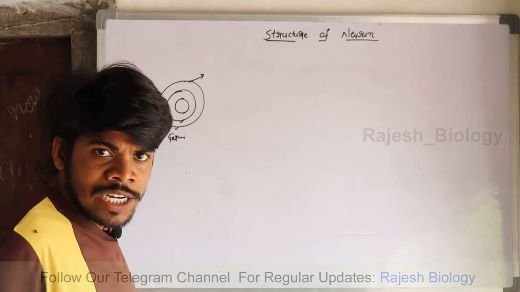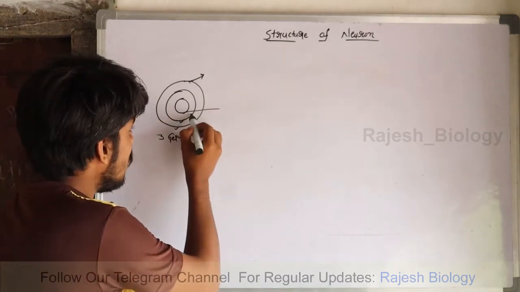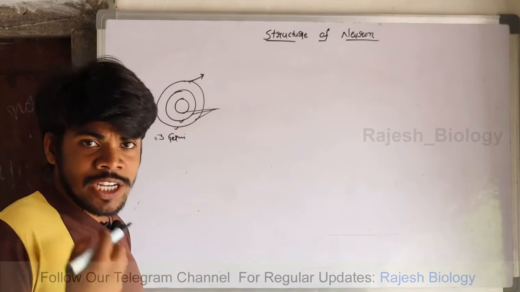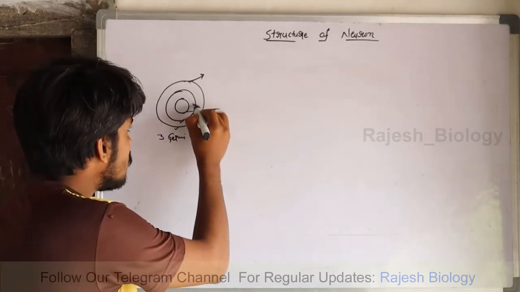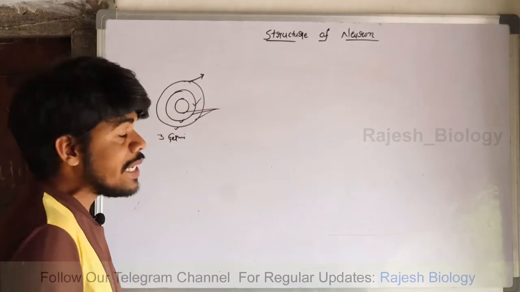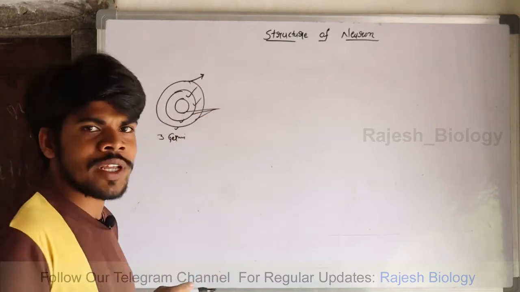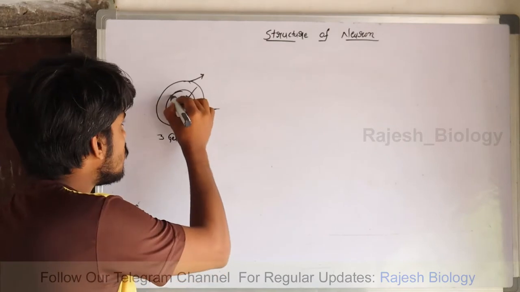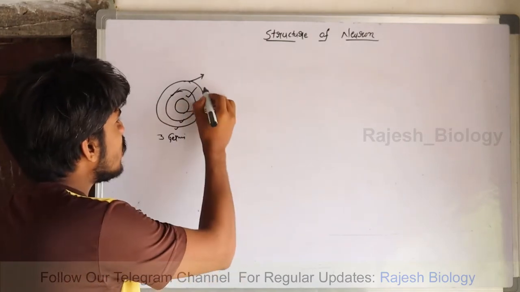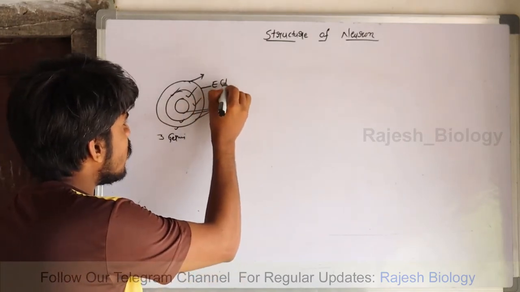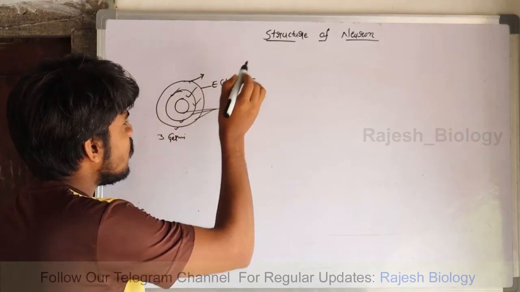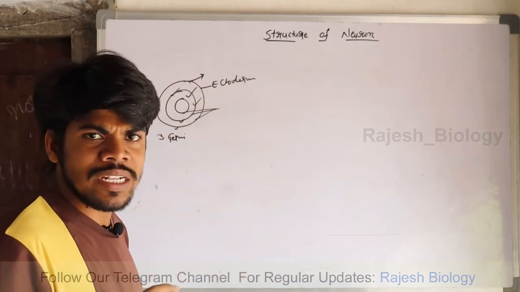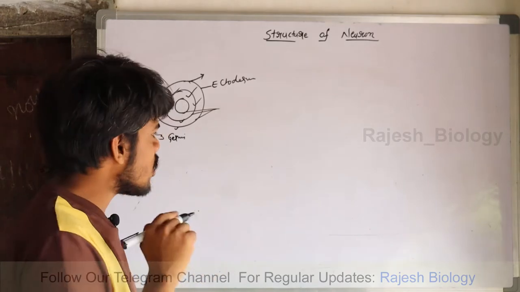For example, epithelial tissue originates from any of the three. Muscle tissue originates from the mesoderm only. And the connective tissue also originates from the mesoderm. And most of the visceral organs originate from the mesoderm. But the nervous tissue originates from the ectoderm. Very, very important. Nervous tissue is ectodermal in origin. That is the first point.